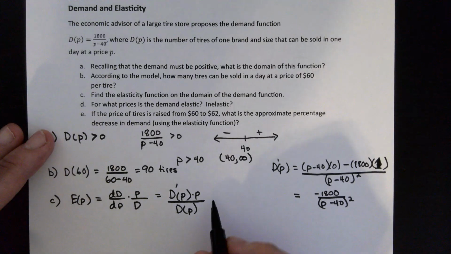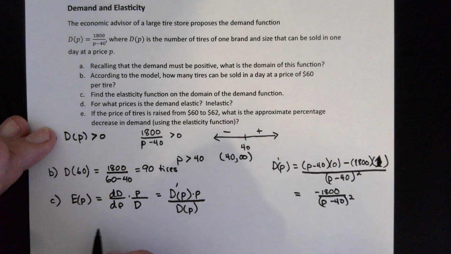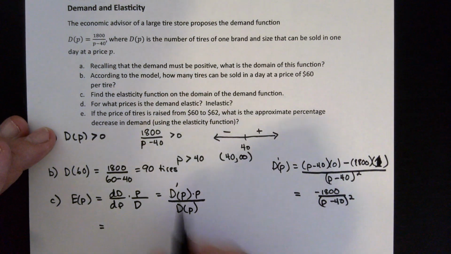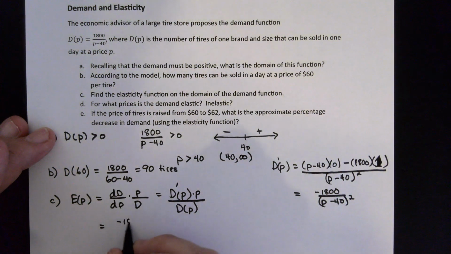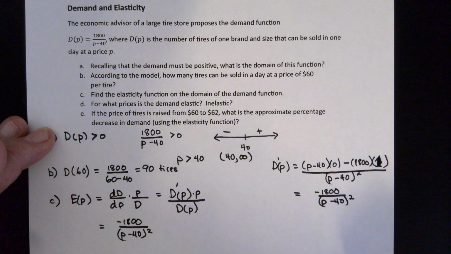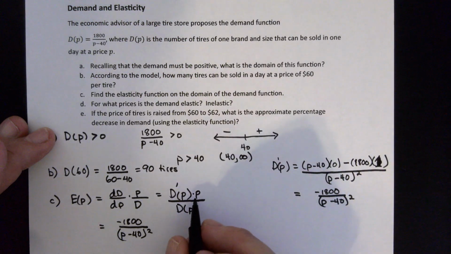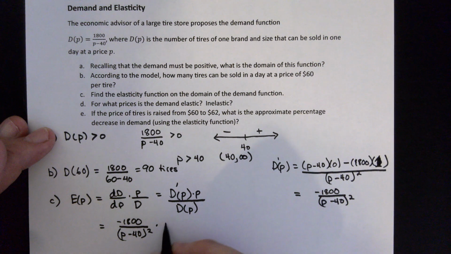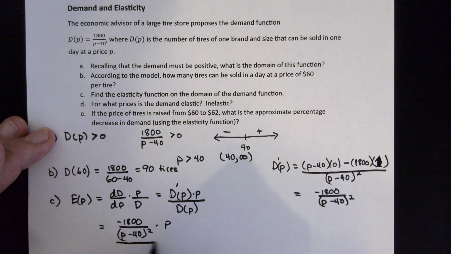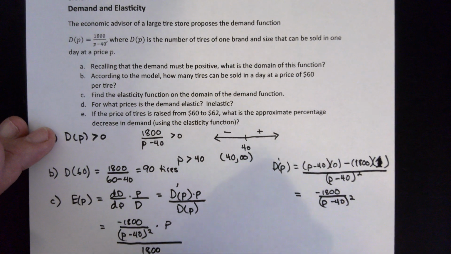I go back over here to the elasticity function and plug in the derivative, which is negative 1800 divided by P minus 40 squared. Then I multiply by P, and then I divide by D of P, which is the original 1800 divided by P minus 40.